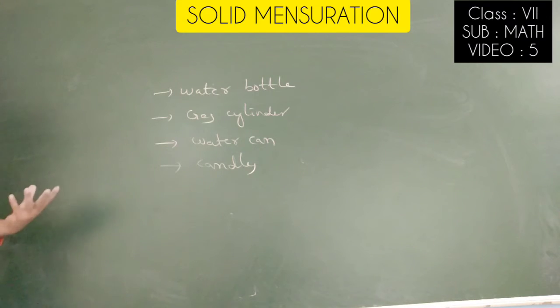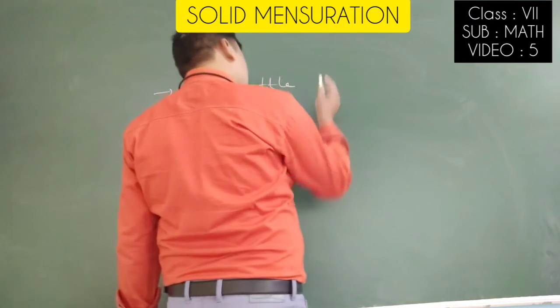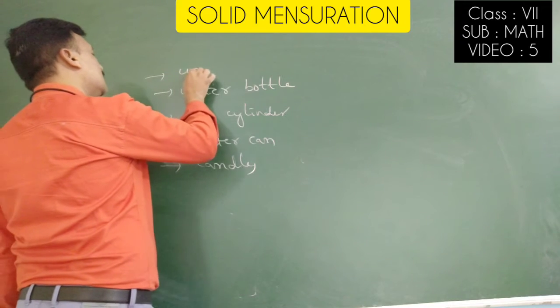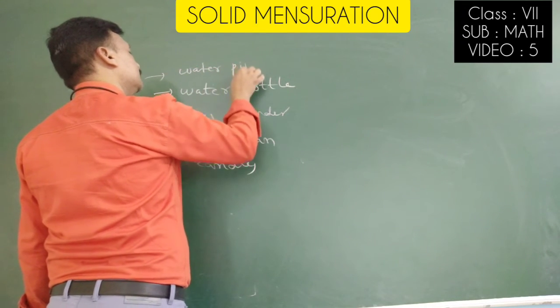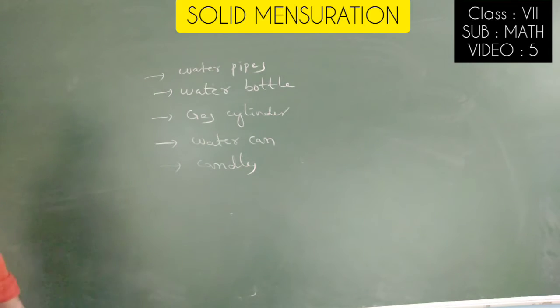If you use these water purifiers, the candles in them are also in the shape of a cylinder. Water pipes are also an example of a cylinder. Many daily life figures can be used as cylinders. In our daily life, we have seen many cylinders. These are examples of a cylinder.